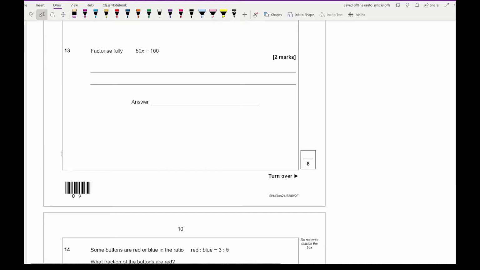Moving on to question 13, it says factorise fully. So you can see that both the terms have got numbers. What's the biggest number that goes into 50 and 100? Well, that's going to be 50. So 50 times what gives you 50x? That's going to be x. And 50 times what gives you 100? Well, that's going to be 2.